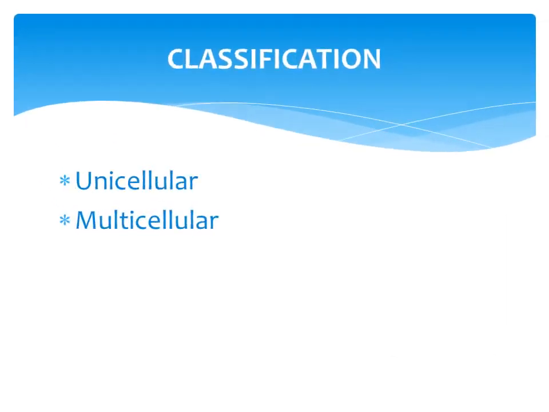So this exocrine gland is further classified as unicellular as well as multicellular glands. Hope you understood the difference between these two, unicellular as well as multicellular. Let us see one by one.